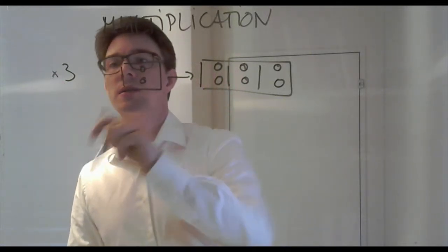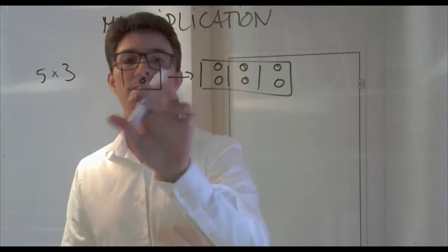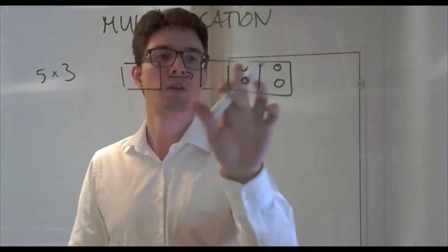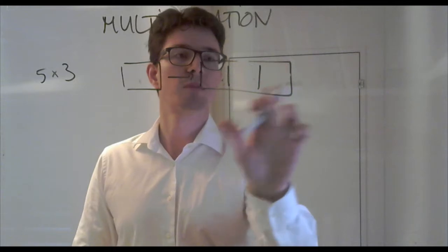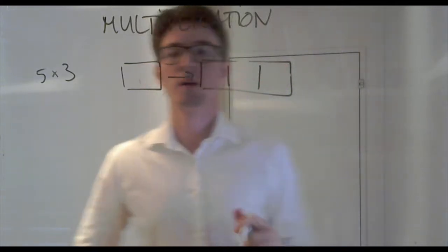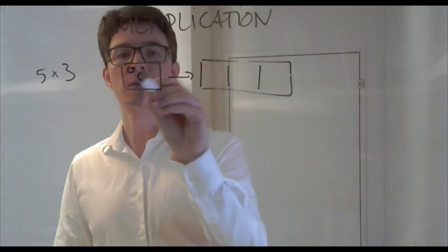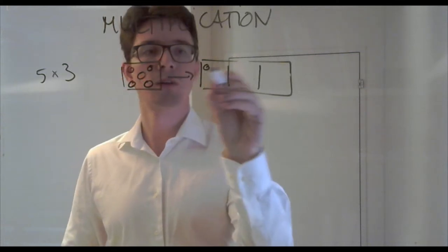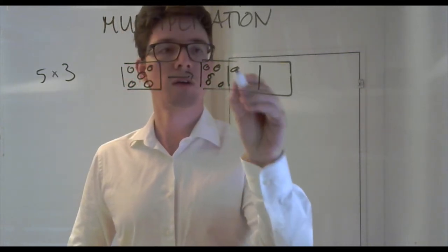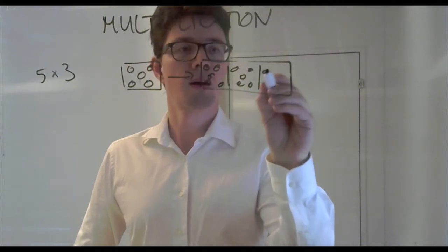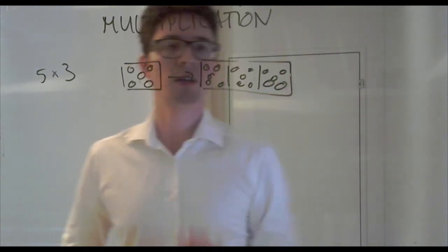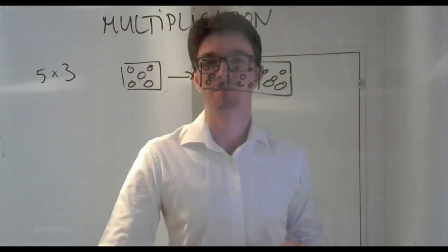What is 5 times 3, say? You make place, and then we insert 5 dots. And 3 copies of the 5 dots give us 15 dots.